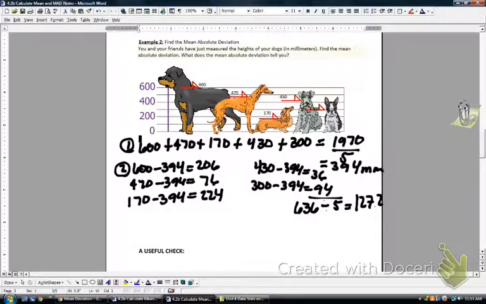127.2. So the dog's heights are on average 127.2 millimeters from the mean.